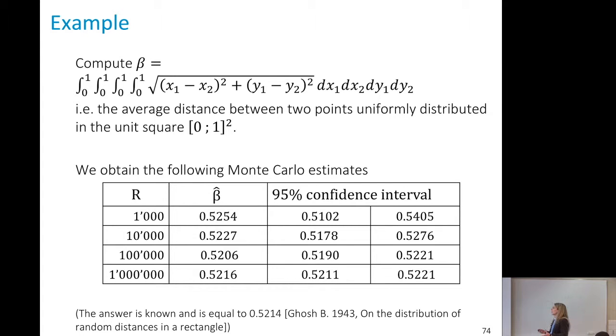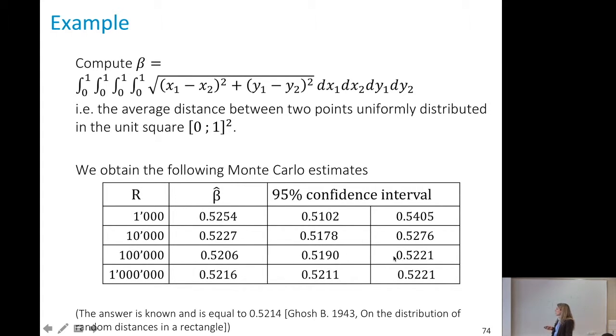Okay. So let's see now different estimates we computed for beta, for this integral that we discussed before, for different numbers of replicates. So initially we had one. We know here that the true value of this is equal to 0.5214. Okay, we know this is the true value. And then for different numbers of replicates, we obtain these estimates and these confidence intervals for the mean.